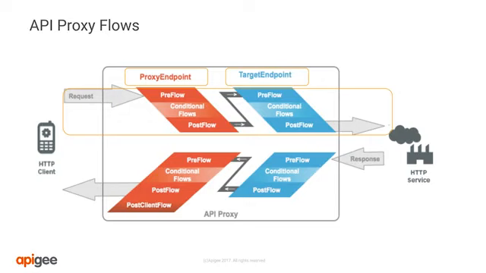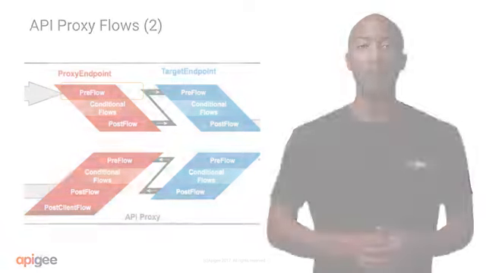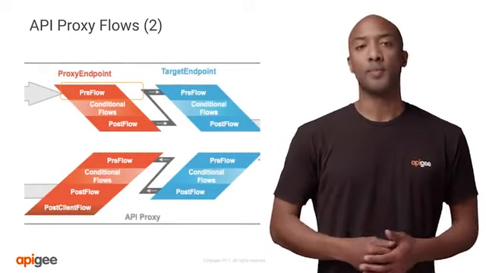A proxy has a request path, which is the path the request takes from the client to the backend server. It also has a response path, which is the path the response takes from the target to the client. The proxy and target endpoints have three flow types: a preflow, one or more conditional flows, and a postflow. Notice that the proxy endpoint response path also has an additional postclientflow, which executes after the response is sent to the client. Let's cover what these flows represent.